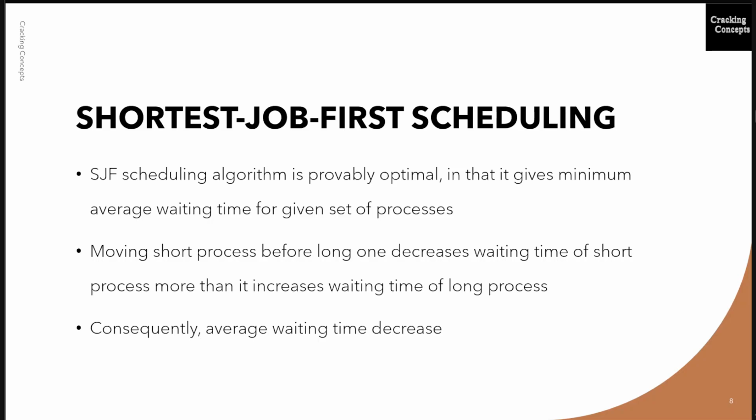The SJF scheduling algorithm is provably optimal in that it gives the minimum average waiting time for a given set of processes. Moving a short process before a long one decreases the wait time of the short process more than it increases the waiting time of the long process. Consequently, the average waiting time will decrease.